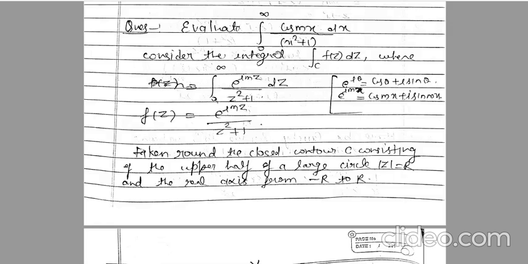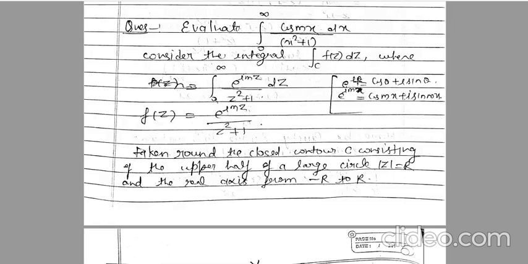So evaluate the integral from 0 to infinity of cos(mx) dx upon x squared plus 1. So this is your function f(x), right? So consider the integral over C of f(z) dz, where you can write this function as the integral from 0 to infinity of e^(imz) upon z squared plus 1 dz. So why are we writing imz? Just look at this one here.